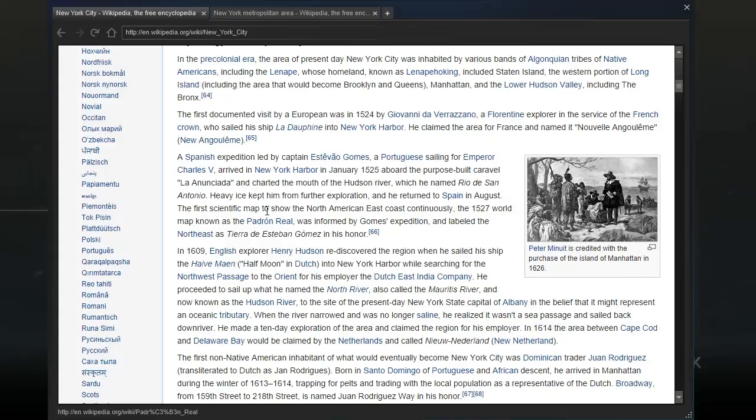The first scientific map to show the North American East Coast continuously, the 1527 world map known as the Padrón Real, was informed by Gomez's expedition and labeled the northeast as Tierra de Esteban Gomez in his honor. The mapmaker just named the entire area after him. Amazing.